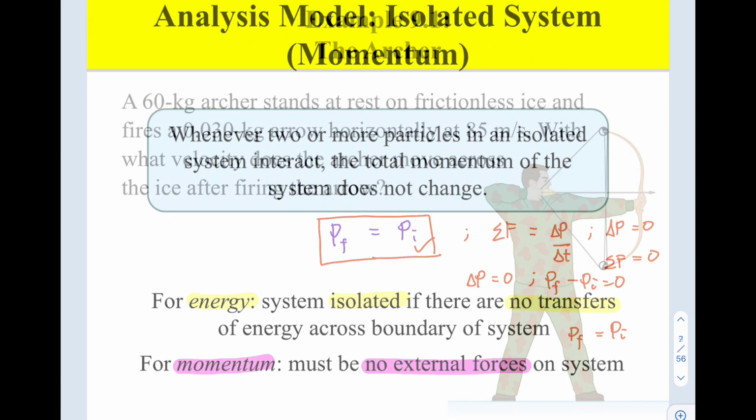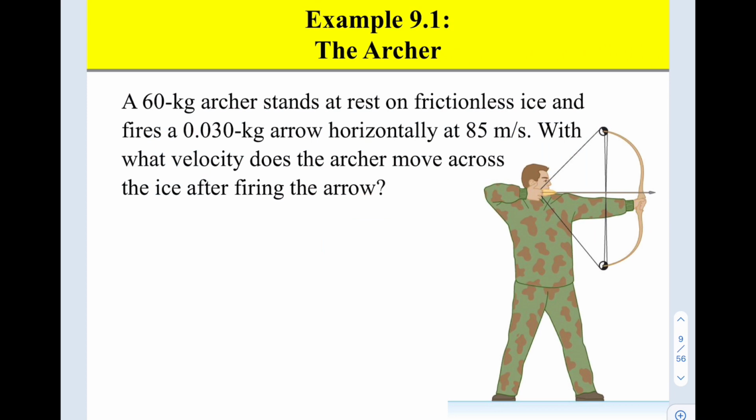For 9.1, the archer. A 60-kilogram archer stands at rest on frictionless ice and fires a 0.03 kilogram arrow horizontally at 85 meters per second. With what velocity does the archer move across the ice after firing the arrow? It's like an explosion case. The archer is going to experience a recoil velocity backward, opposite to the direction of the arrow.